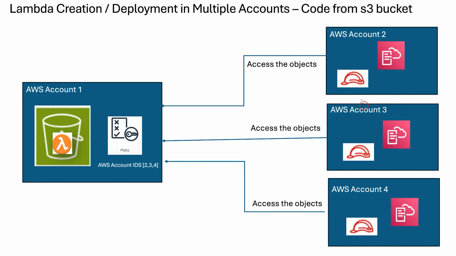Okay, so that is how you can enable cross-account access to your S3 bucket so that you can deploy the Lambda code, which is in your S3 bucket, in different AWS accounts. I hope you understand this. So this is the theory part. We'll move on to the hands-on part.